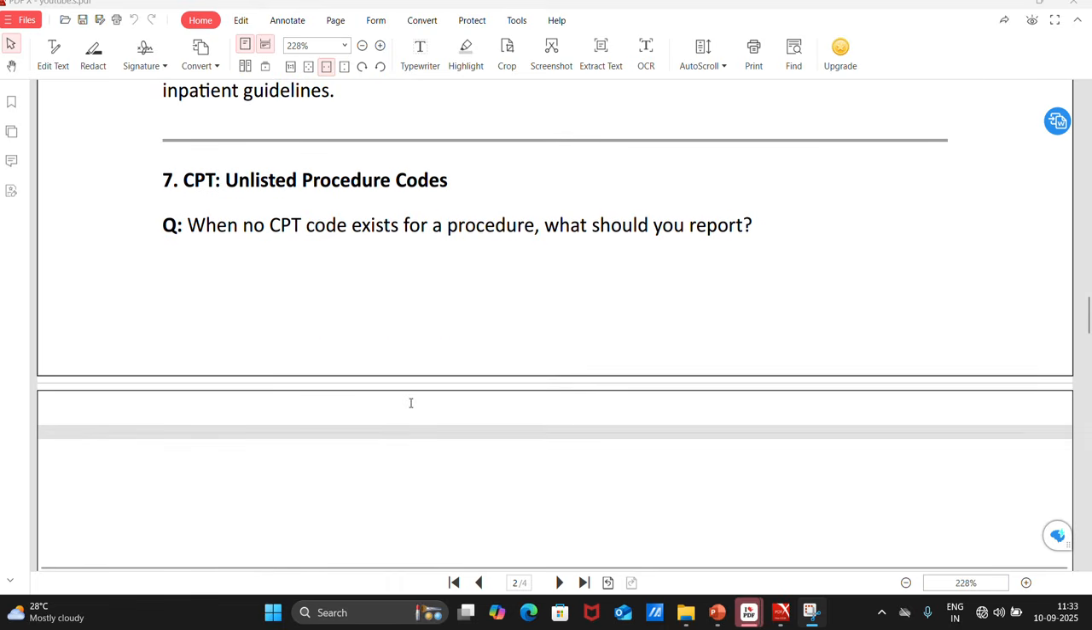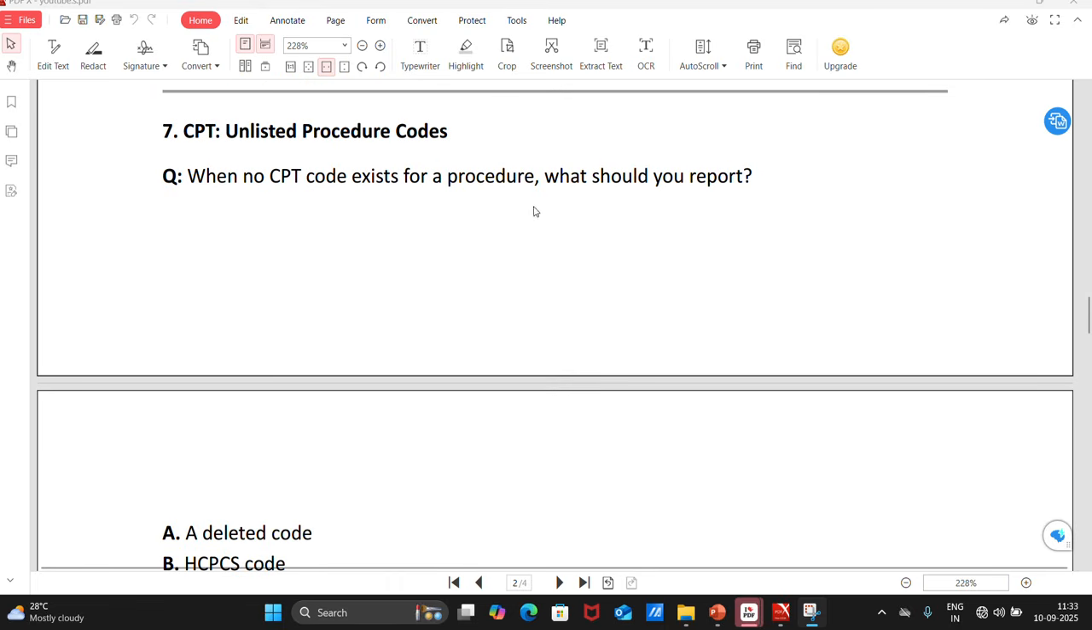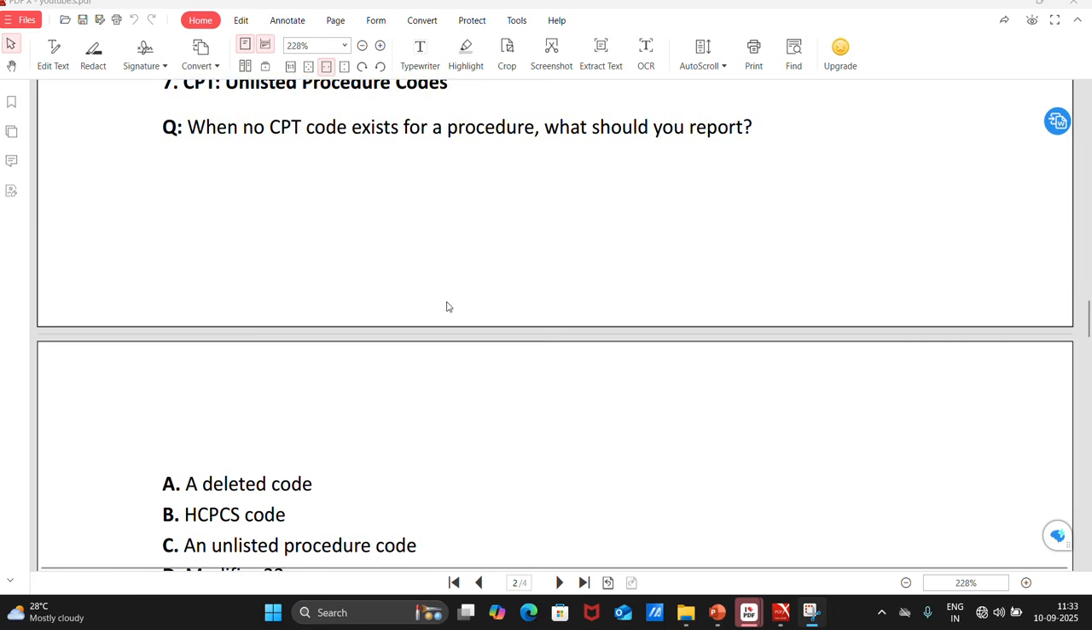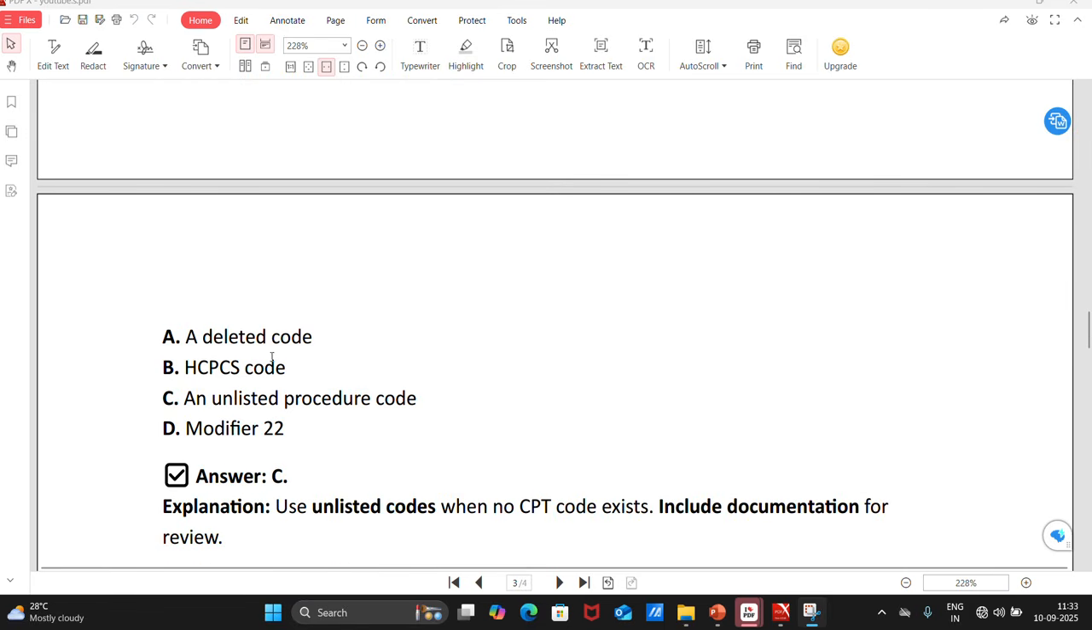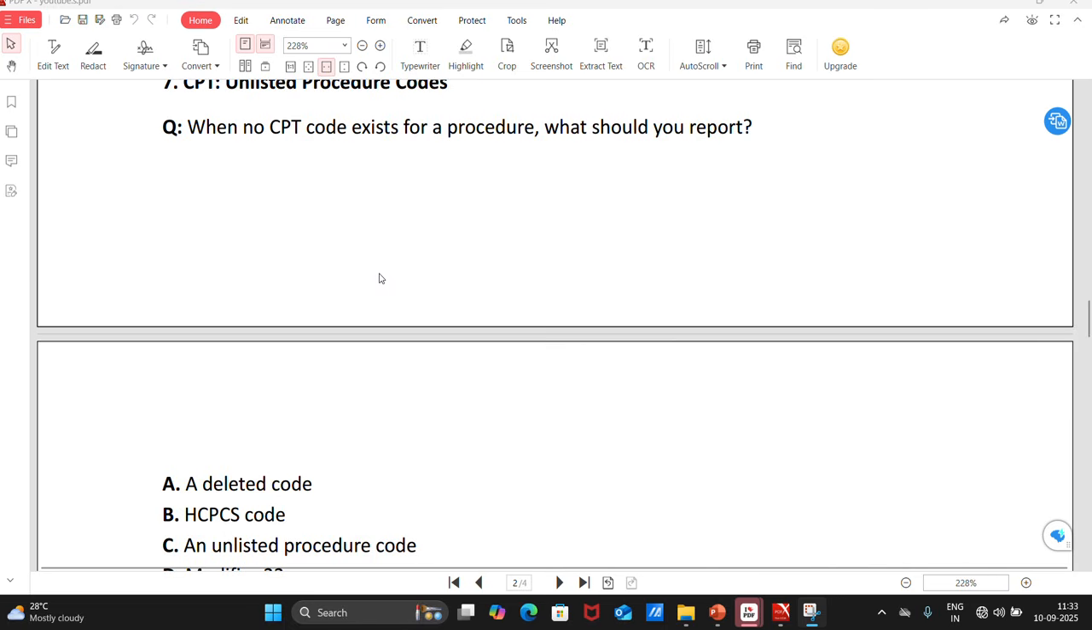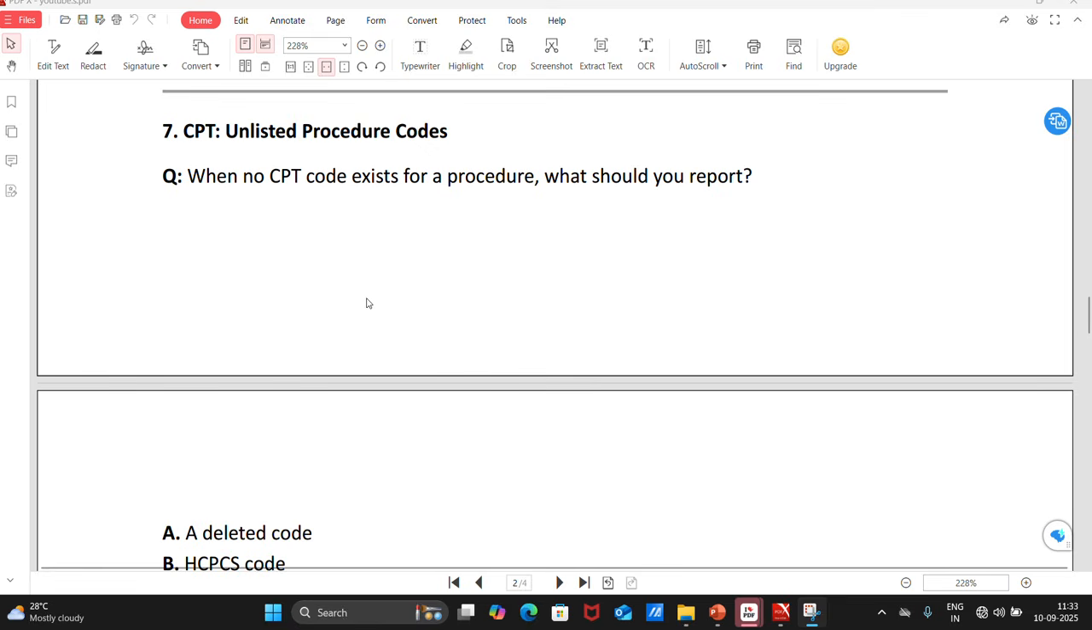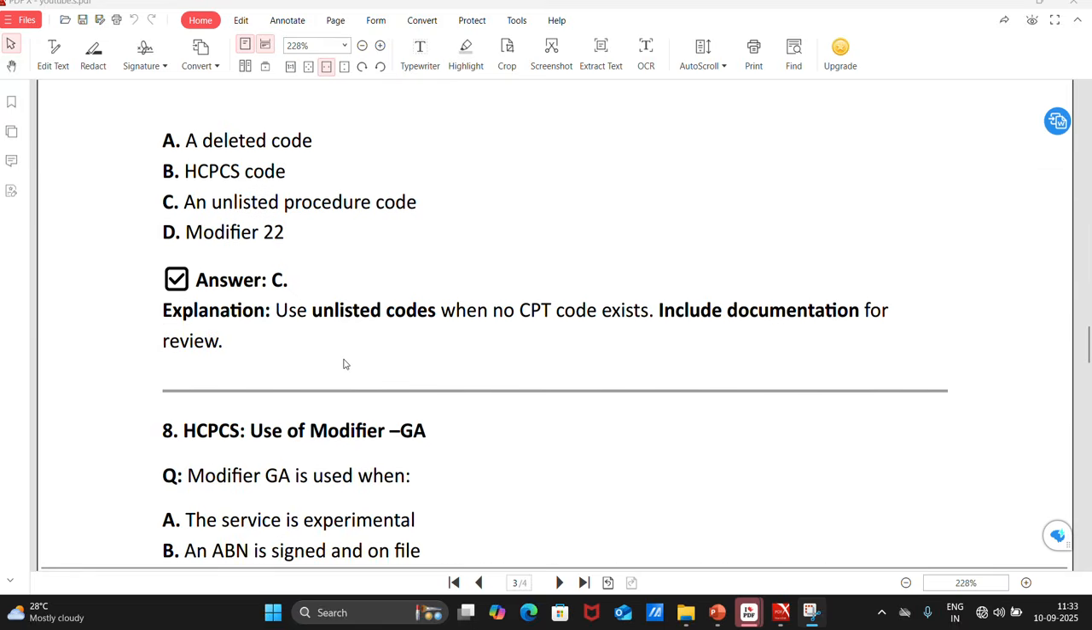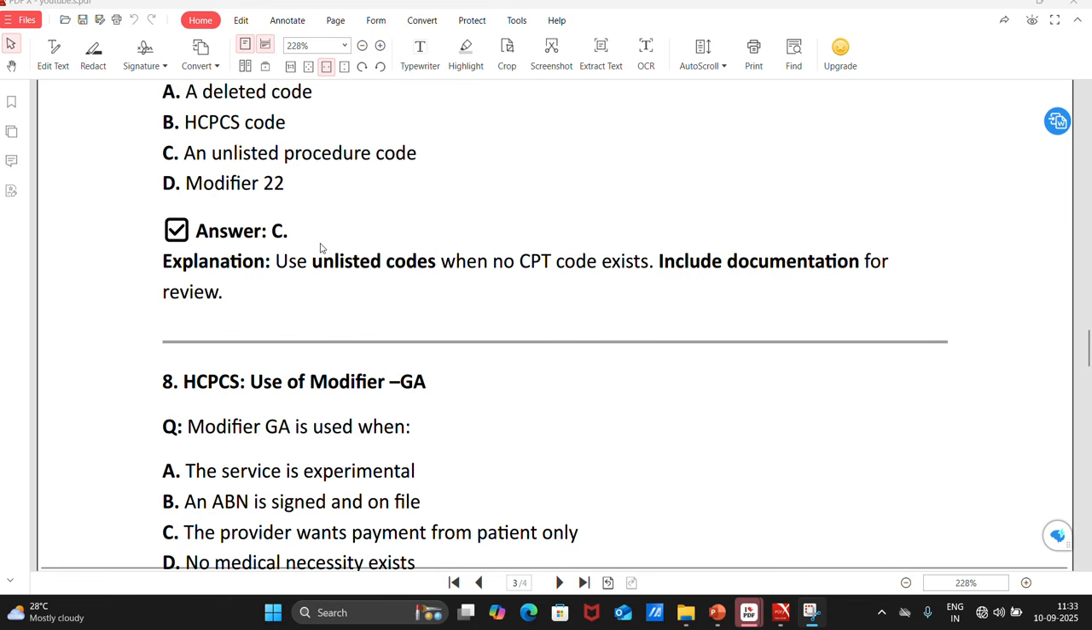The seventh one, when no CPT code exists for a procedure, what should you use? Option A, a deleted code or a HCPCS code. Option B, an unlisted procedure code. Option C, or a modified procedure. So which is the appropriate code when no CPT code exists for a procedure? How to handle this? The right answer is an unlisted procedure code, because when no CPT code exists, it goes in for review. In this particular case, you have to code as an unlisted procedure code.